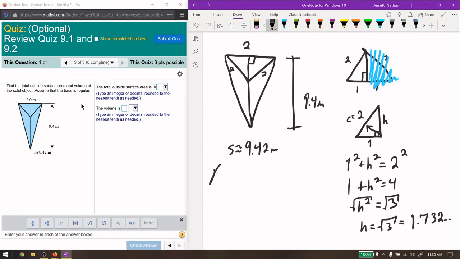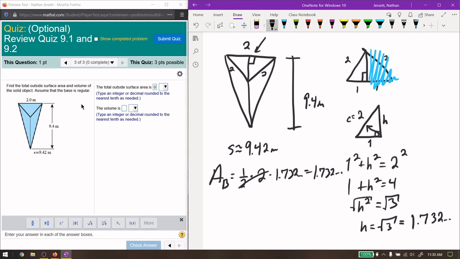Now the actual area of that base triangle is going to be 1/2 the bottom side, which is 2, times the height, which we found as 1.732. And the 1/2 and 2 cancel, giving us 1.732. It continues on. Okay, so that's the area of the base.